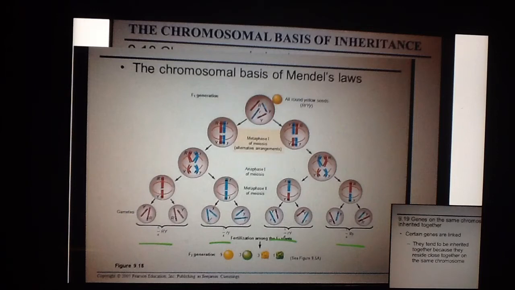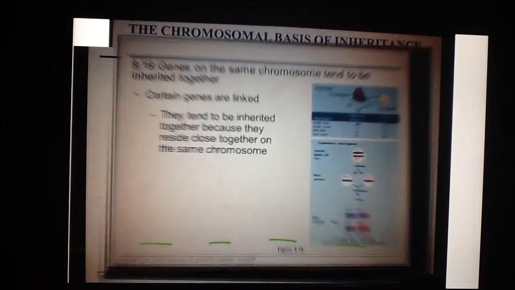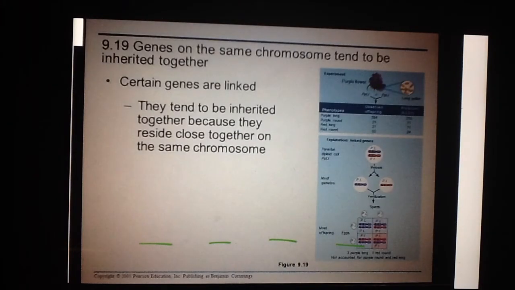However, when we look at a chromosome, it's not just one gene per chromosome. And so we have to remember that genes that are on the same chromosome tend to be passed on together because you inherit a chromosome, not the gene. However, there is some complication with this idea because there is some mix-up that happens during meiosis, and that's crossing over.